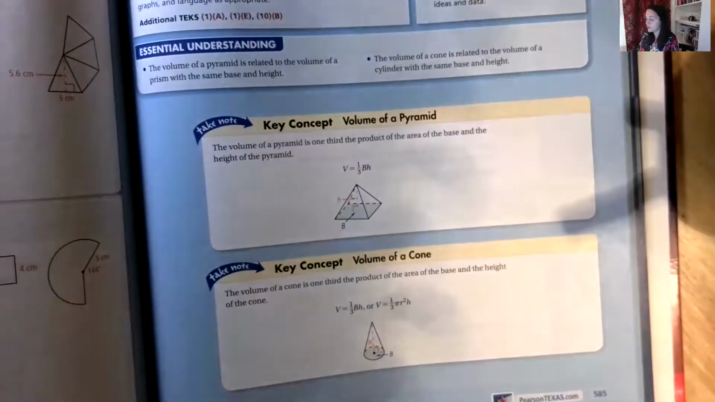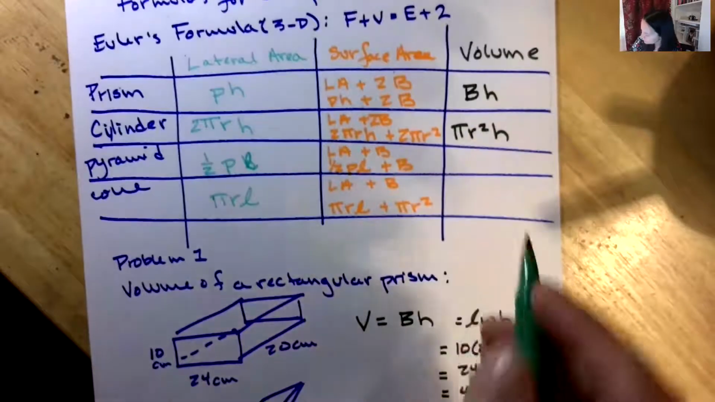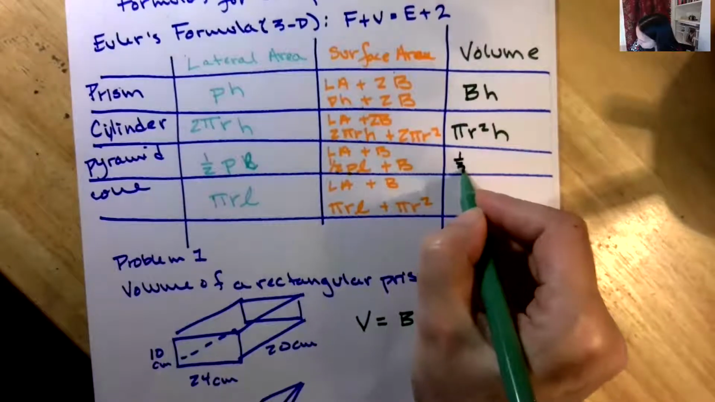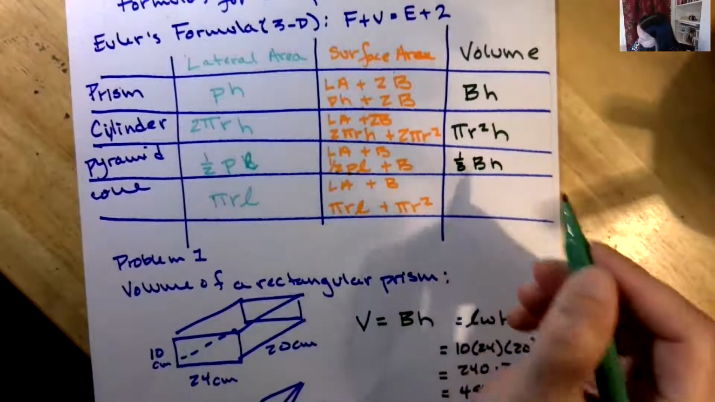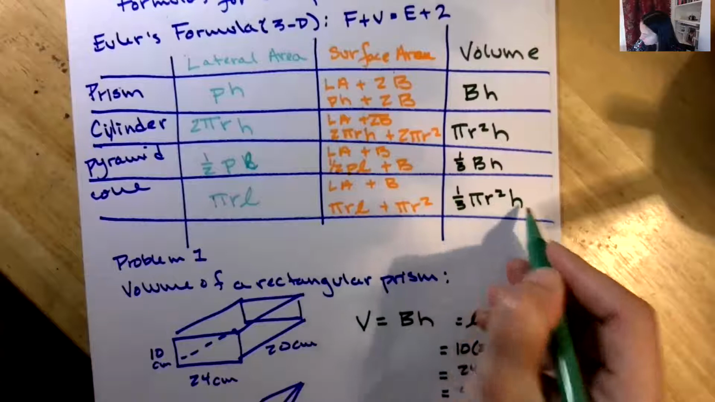Same thing with a cone. If you take 3 cones that have the same base as a cylinder and the same height too, of course, you can pour 3 of them into that cylinder. So the volume of a cone is 1/3 the volume of a cylinder, and the volume of a pyramid is 1/3 the volume of a prism. A pyramid is 1/3 the area of the base times the height. A cone is 1/3 pi r squared times the height.